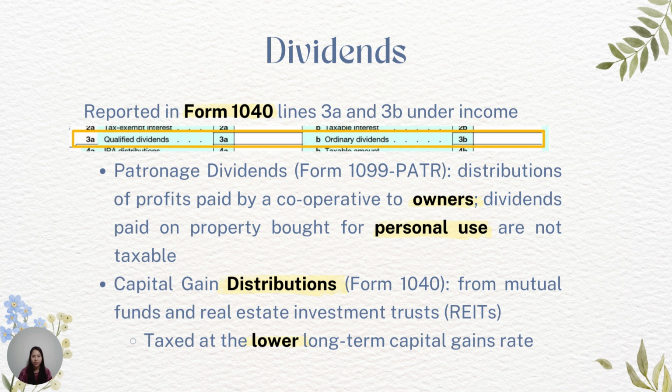Patronage dividends are distributions of profits paid by cooperatives to owners, or dividends paid on property bought for personal use, and they are not taxable. And like we mentioned before a little bit, capital gains distributions are also recorded on Form 1040, and these are from mutual fund and real estate investment trusts, and these are taxed at a lower long-term capital gains rate. These will have the same tax rate as the qualified dividends that we talked about before.